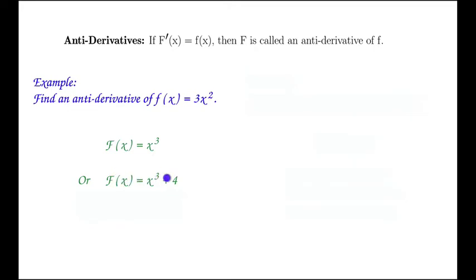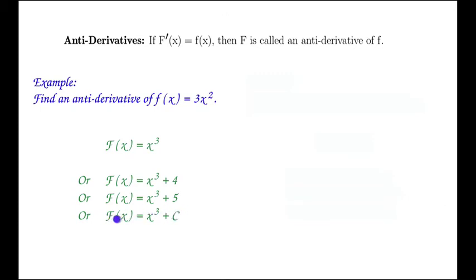The derivative of x cubed plus 4 is 3x squared plus 0. That's the same as what we started with, 3x squared. So this is another antiderivative of this function. Or we could use x cubed plus 5. That would be another antiderivative. Or in general, we could use x cubed plus c, where c is any constant.